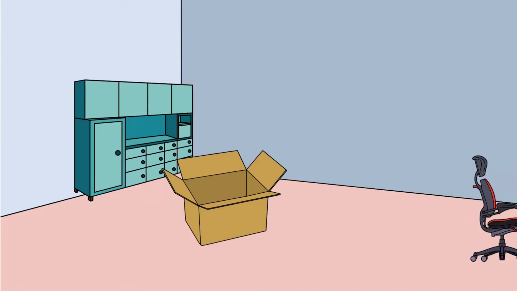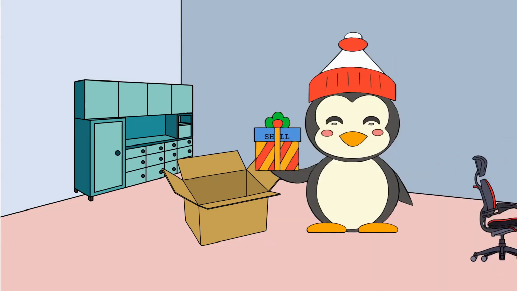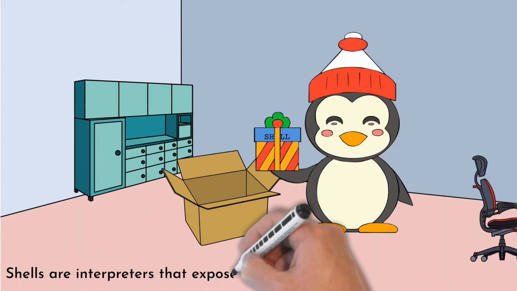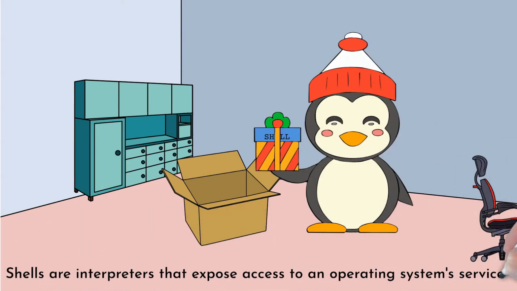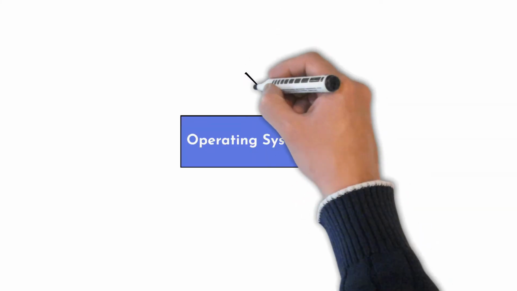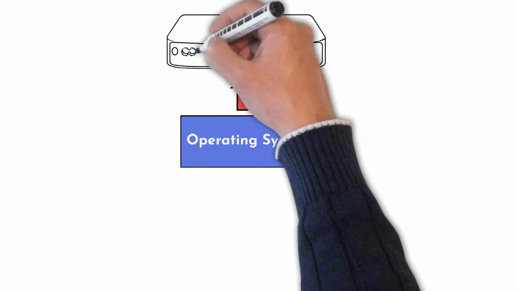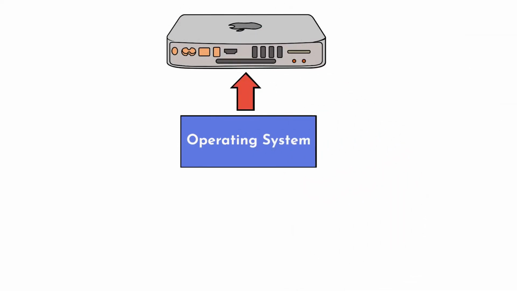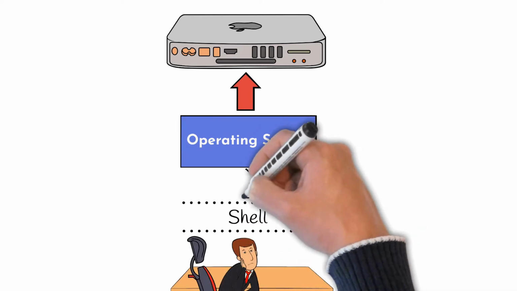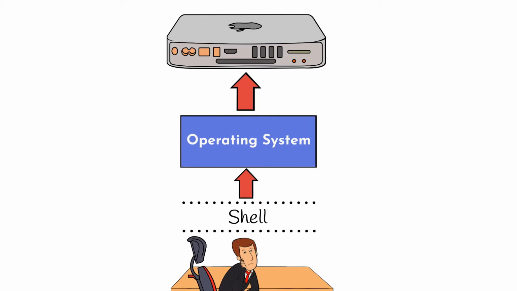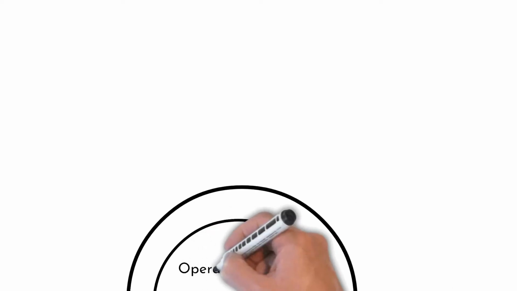This is where shells take the scene. Shells are the interpreters which expose access to an operating system's services. While the operating system mediates between the user and the computer, the shell is the middleman between the user and the operating system. We talk to the shell, the shell talks to the operating system. Easy peasy. As the name says, it is the outermost layer of an operating system.